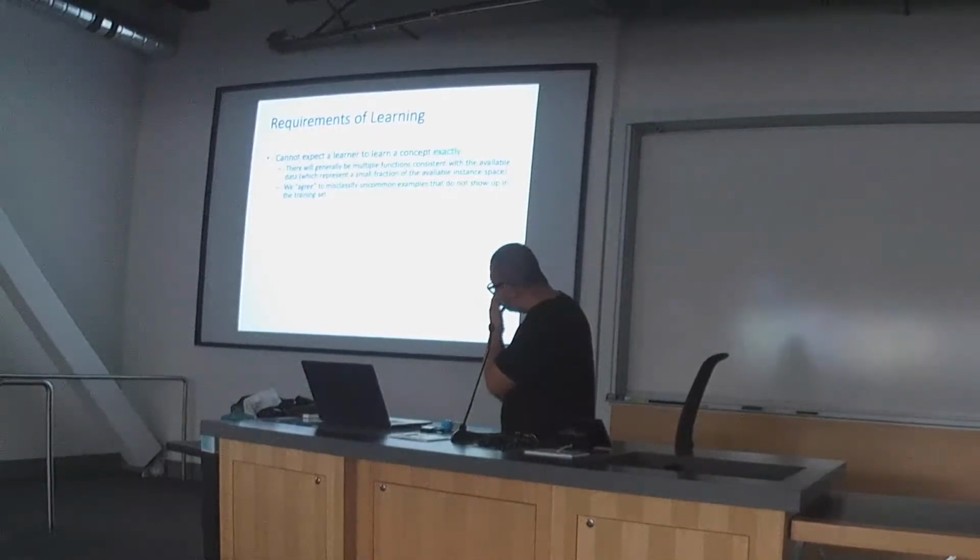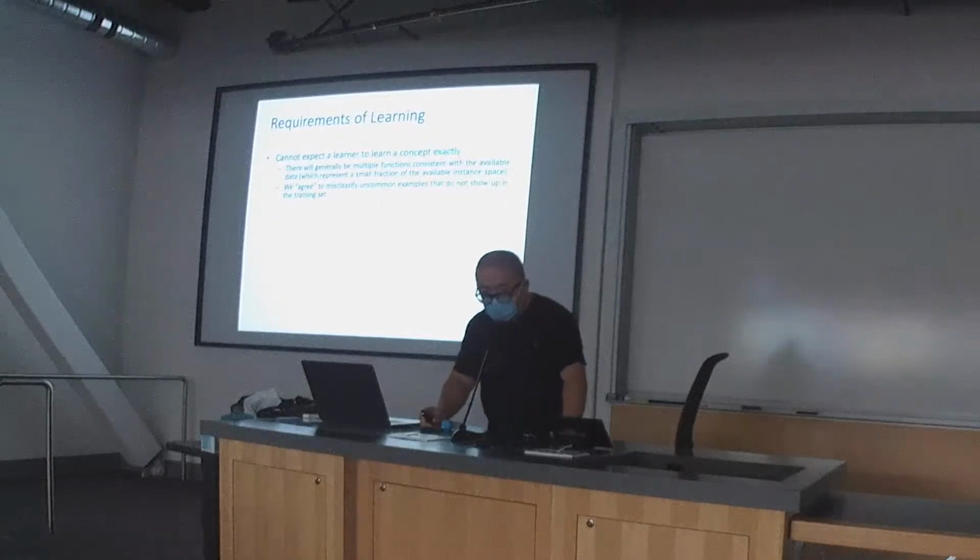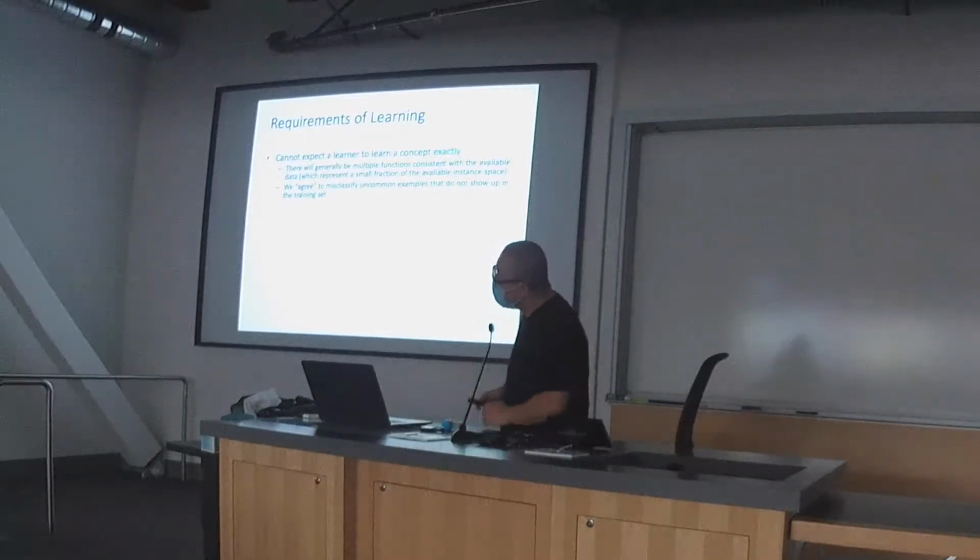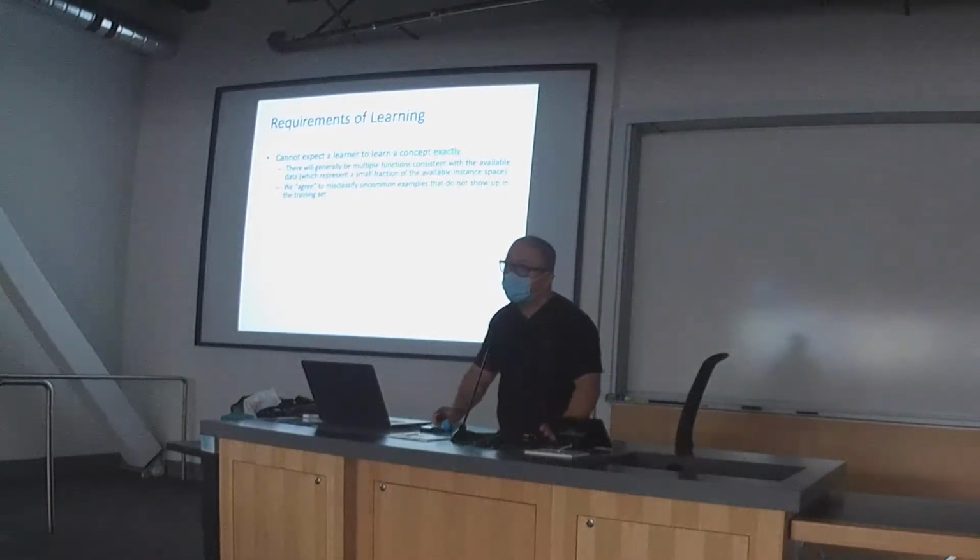So, to answer all those questions, we need to first define what is good learning. What is a good learning result? This is actually very important. To make the theory useful, first, we cannot expect a learning algorithm to exactly learn a target function.